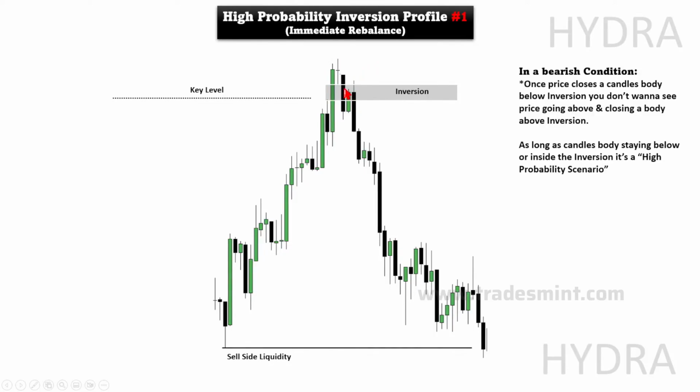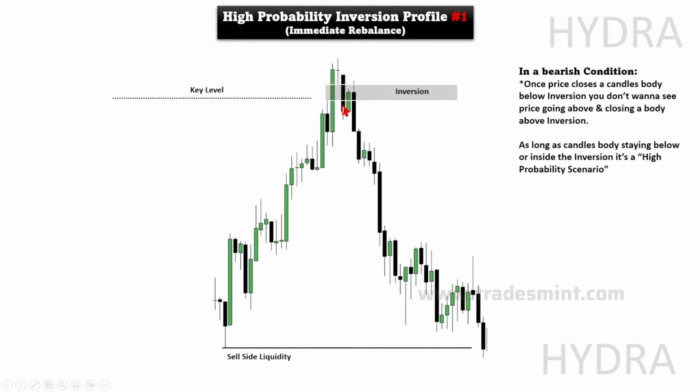We are executing here at this candle, or suppose you missed it, then you can execute here. Price will give you multiple chances to enter once it closes a candle's body below this fair value gap. In a bearish condition, once price closes a candle's body below the inversion, you don't want to see price going above or closing a candle's body above the inversion. This is the most important rule, folks, with this model.